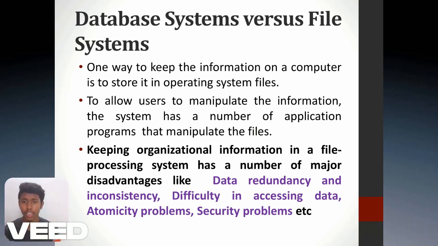So if we want to store things like videos or images, we will have to store those links or paths in our database. One more difference is security. In database systems, security is more as compared to file systems. So this is the basic difference between database systems and file systems.